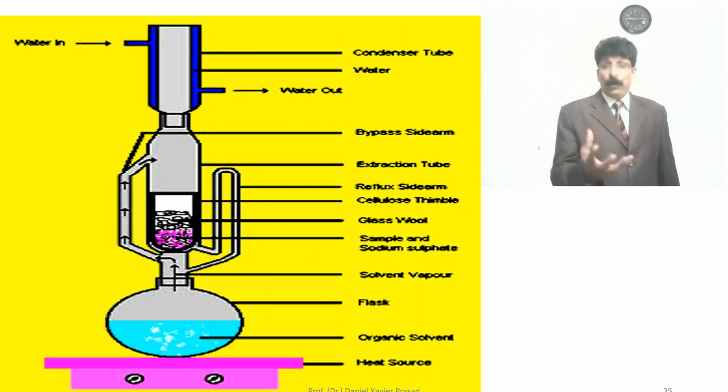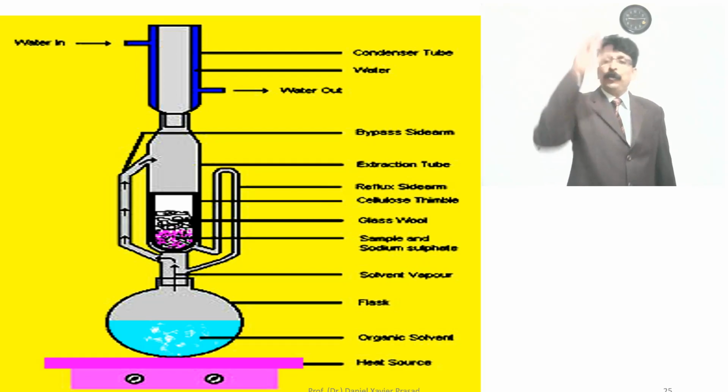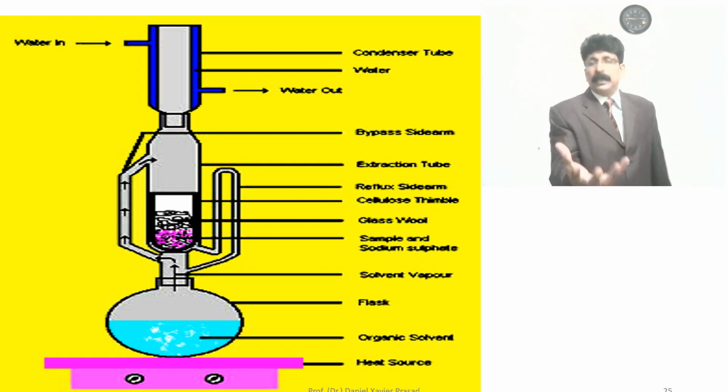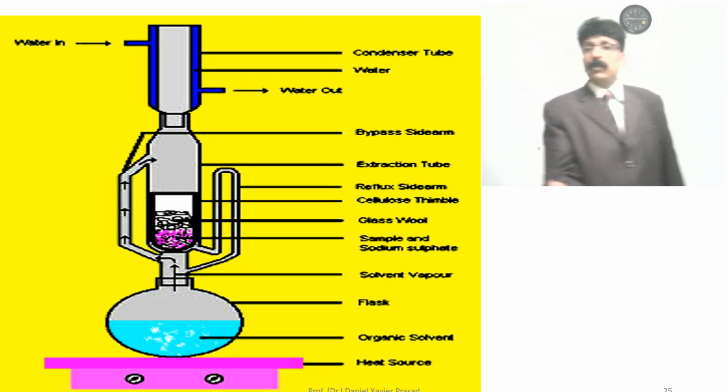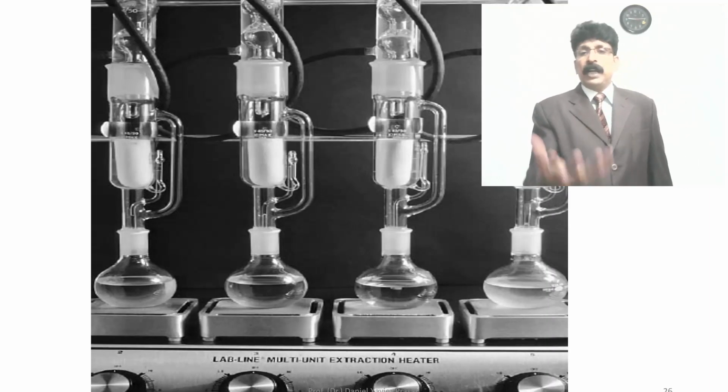Round bottom flask, Soxhlet apparatus with a side tube and a siphon tube, and a water condenser. Down below you can see a heating source, maybe a hot plate, or a mantle can also be used, as shown in the picture.